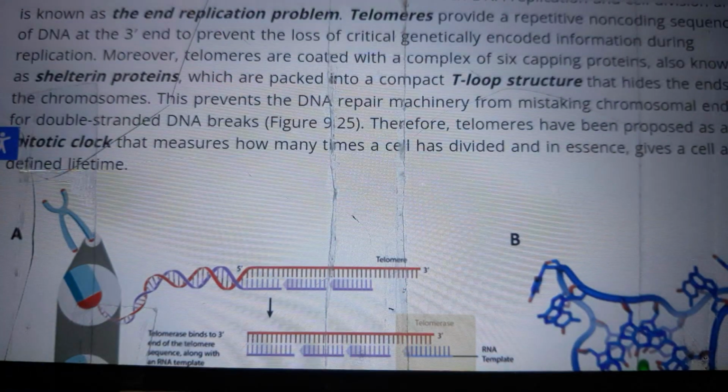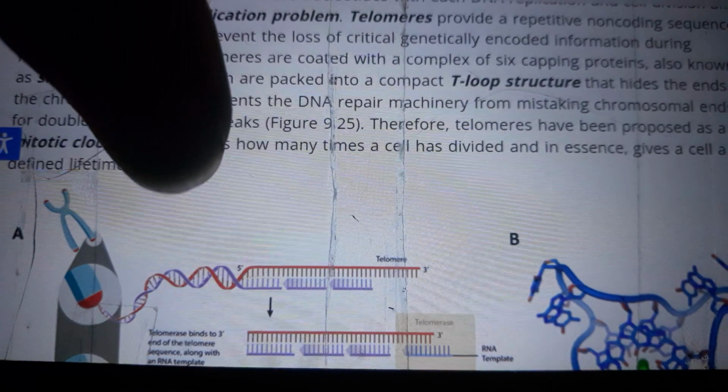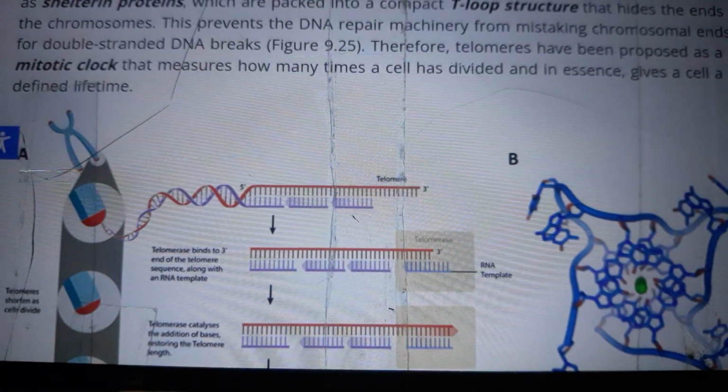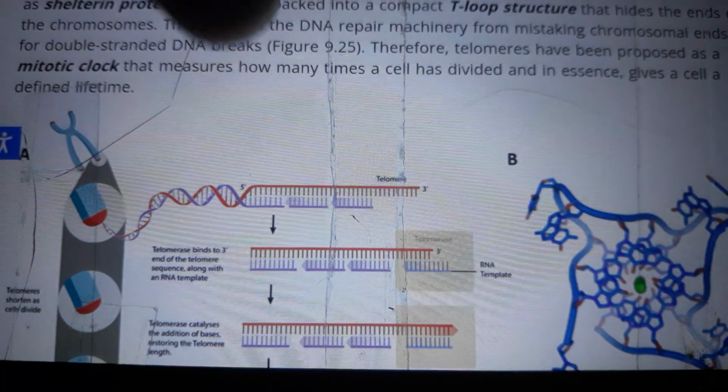Telomeres provide a repetitive non-coding sequence of DNA at the 3' end to prevent the loss of critical genetically encoded information during replication. Moreover, telomeres are coated with a complex of 6 capping proteins, also known as shelterin proteins, which are packed into a compact T-loop structure that hides the ends of the chromosomes. This prevents the DNA repair machinery from mistaking chromosomal ends for double-stranded DNA breaks. Therefore, telomeres have been proposed as a mitotic clock that measures how many times a cell has divided and in essence gives a cell a defined lifetime.